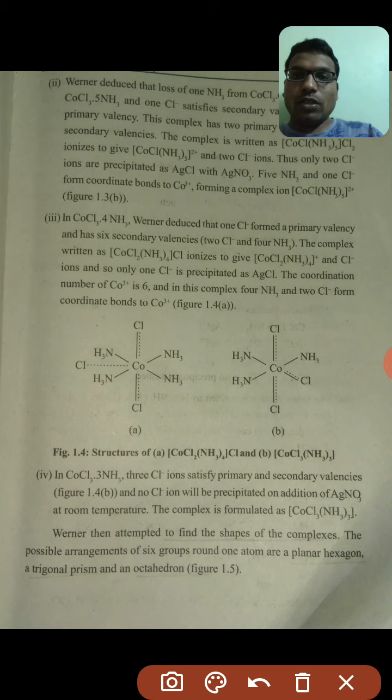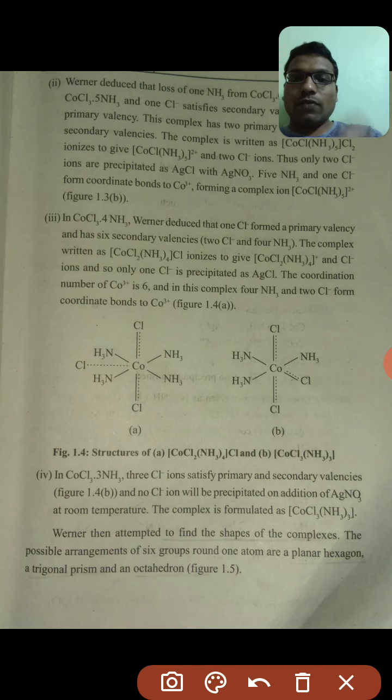In this we can see totally 4 amines. These 4 amines are secondary valency. And inside, how many chlorides are present? 2 are there. So these 2 are satisfying both the primary and secondary valency. But the chlorine outside the coordination sphere represents only primary valency.